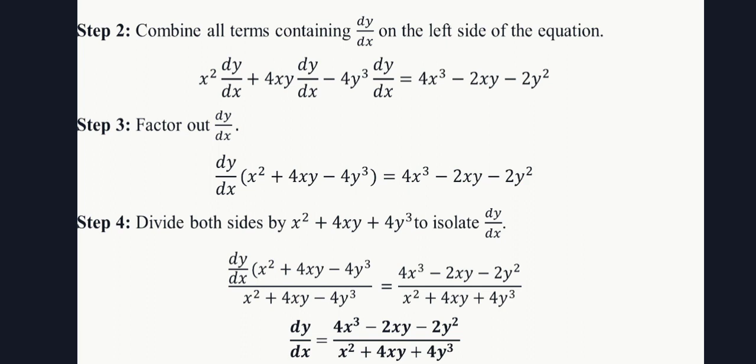Okay? Para ma-isolate natin yung dy over dx kasi yun yung hinahanap natin. Okay, so divide both sides by x squared plus 4xy plus 4y cubed. And the final answer is 4x cubed minus 2xy minus 2y squared all over x squared plus 4xy plus 4y cubed. And this is the final answer using implicit differentiation.